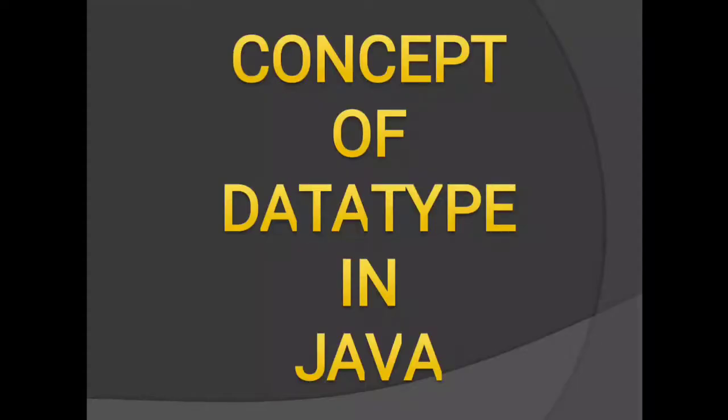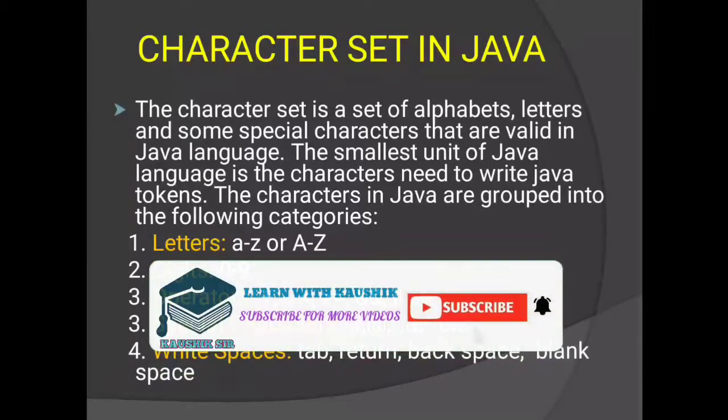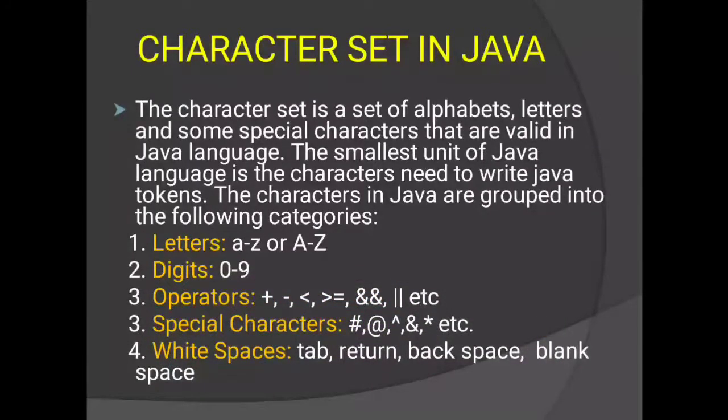Let's start the topic. Character set in Java. The character set is a set of alphabets, letters and some special characters that are valid in Java language. The smallest unit of Java language is the characters needed to write a Java token. The characters in Java are grouped into the following categories.